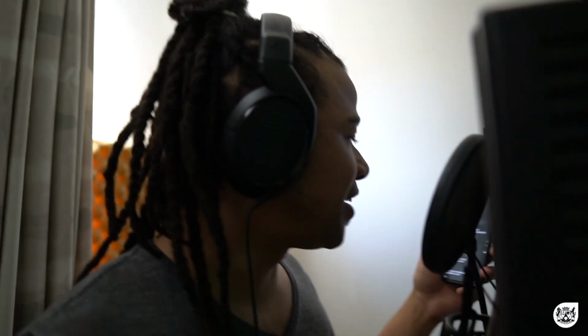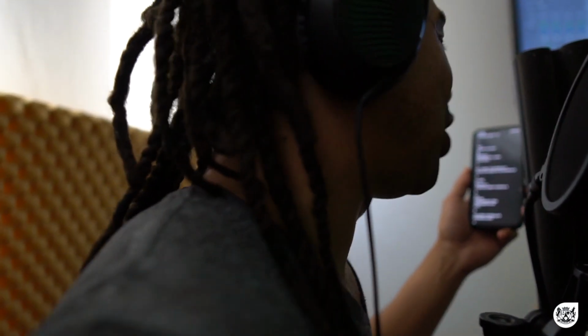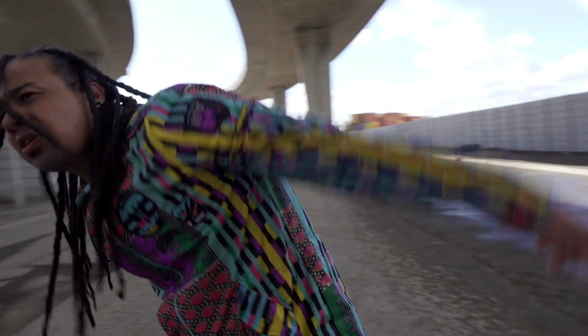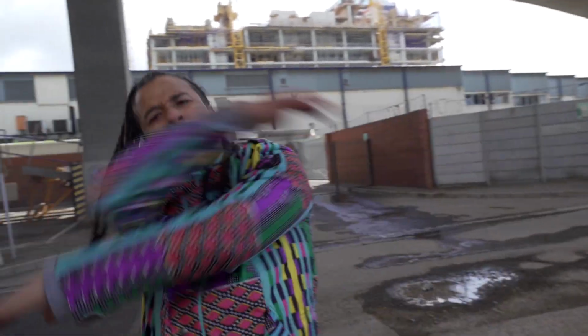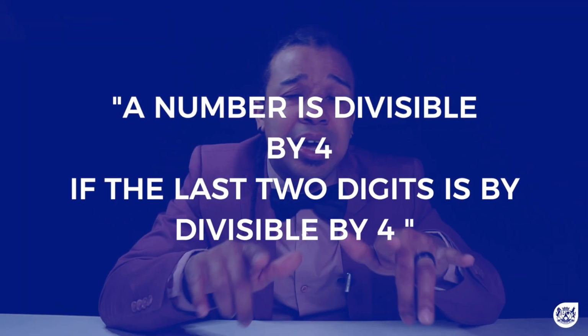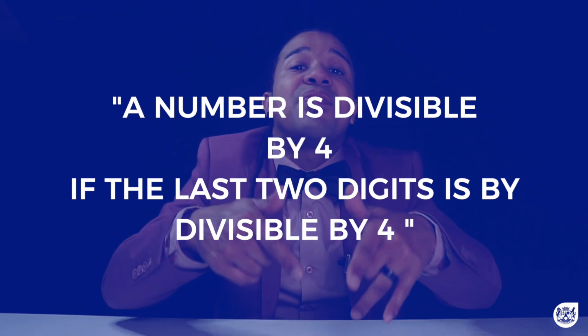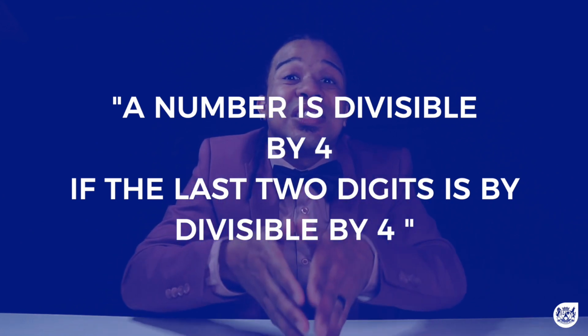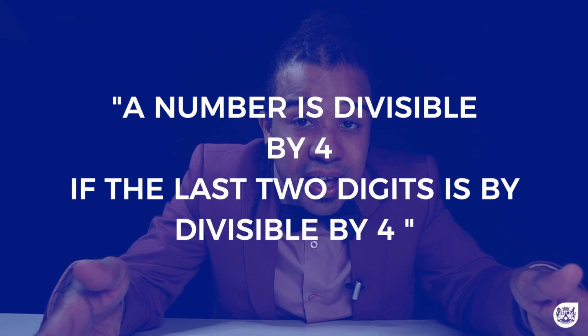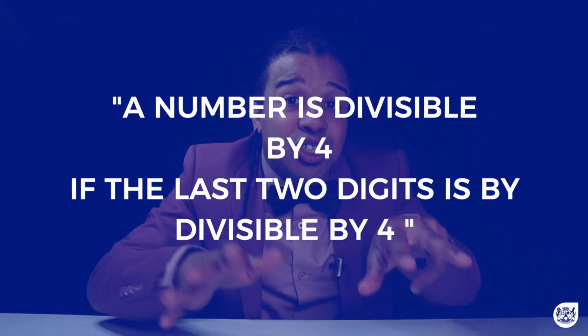Anyway, what is the divisibility rule for the number 4? A number is divisible by 4 if the last 2 digits are divisible by 4. The last 2 digits, yes. So let's check the lyrics to get to know the rule a bit better. It says, a number is divisible by 4 if the last 2 digits are divisible by 4. The last 2 digits have to be divisible by 4.